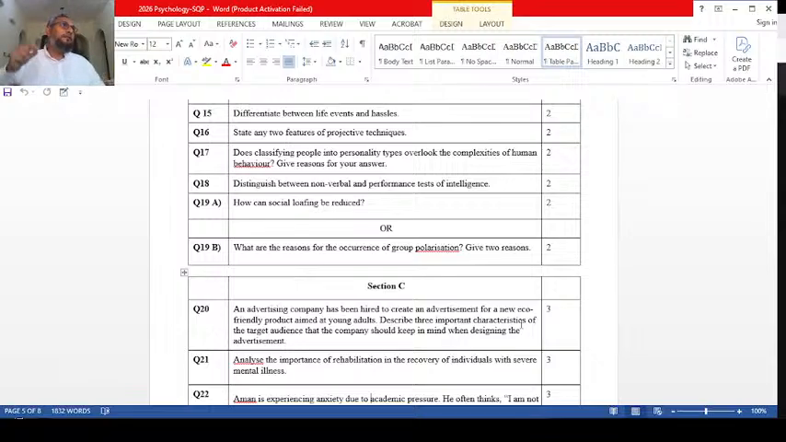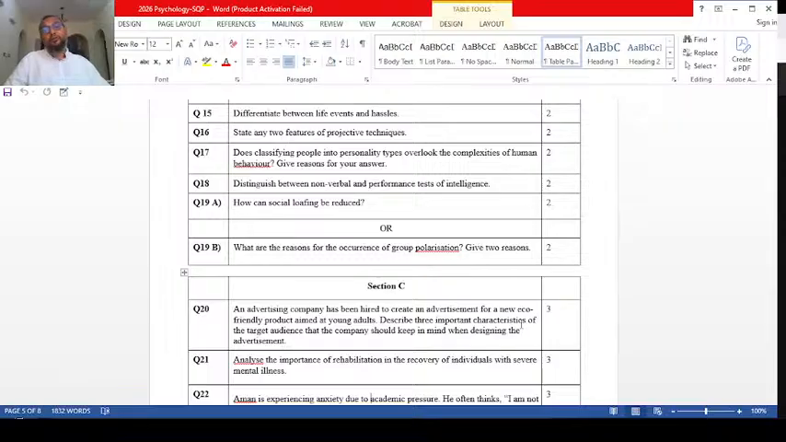What about the performance test? Performance test is something which you need to do. Basically, your actions are more important for us. Examples are the Koh's Block Design Test, Block Building Test, Cube Construction Test, and Alexander's Pass-Along Test. We will give you a pen or something, and you have to open it, tie it, or do something like kids playing with toys. The Rubik's Cube is a performance test, guys.